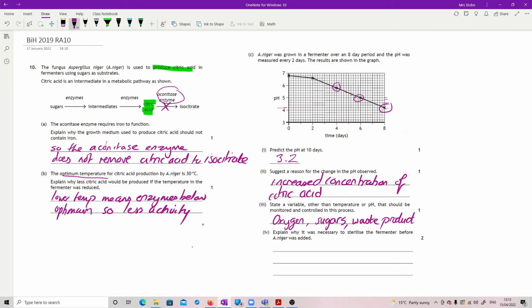Explain what was necessary to sterilize the fermenter before you added your Aspergillus. Okay, so it's to remove any other microorganisms. So there's no competition and you don't get contaminated product.